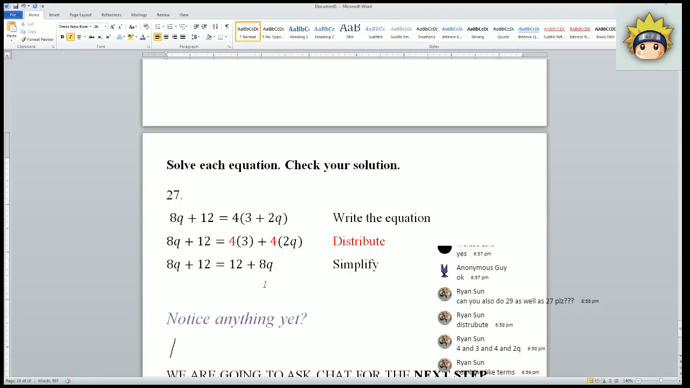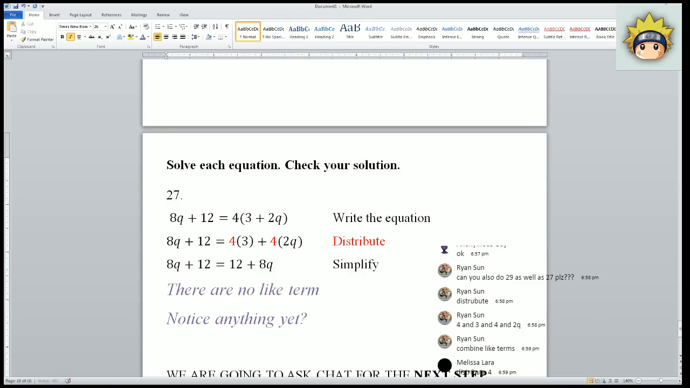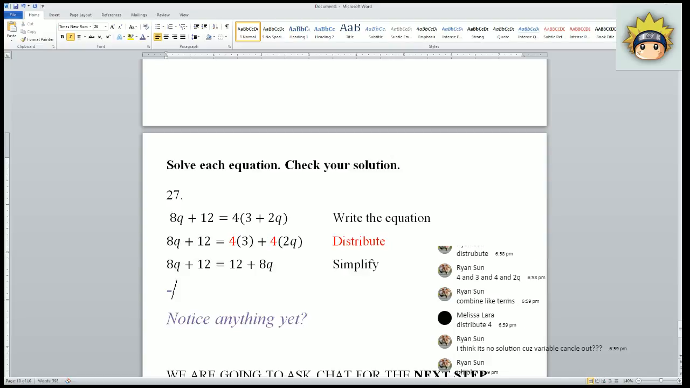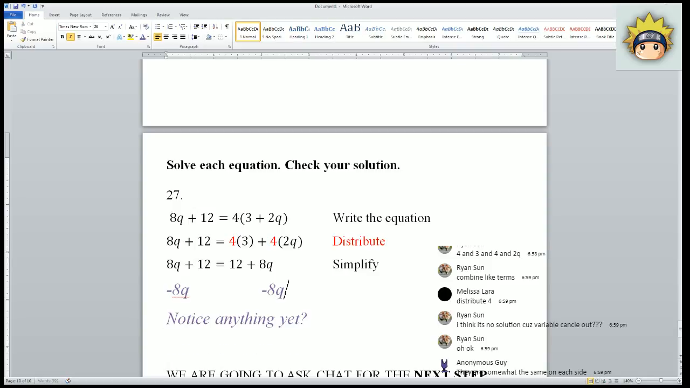What do you mean combine like terms? This is a variable, this is a constant, variable, and this is a constant. There are no like terms. What are you talking about, Ryan? No, but look, okay, watch this, ready? Subtract 8Q. What are you left with?